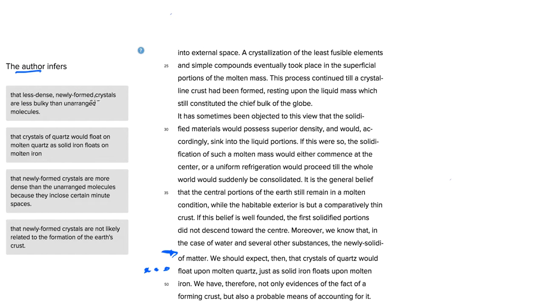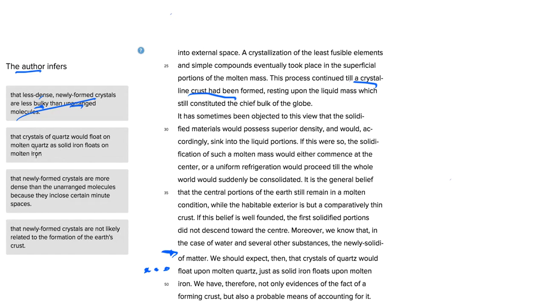So, that less dense newly formed crystals are less bulky than unarranged molecules. We're not really talking about density as it relates to bulkiness anywhere in here. We're talking about how this bulkiness changes the way that crystallization occurs on the surface of the Earth. We're not necessarily talking about the molecules being bulky versus unarranged, so that isn't mentioned anywhere. It can't be the correct answer choice.